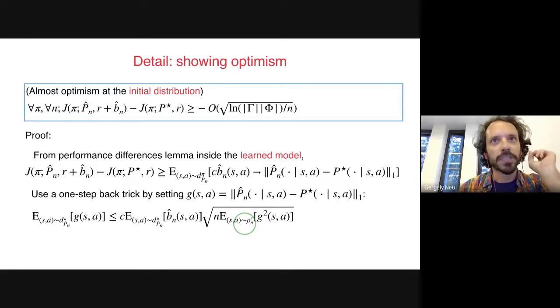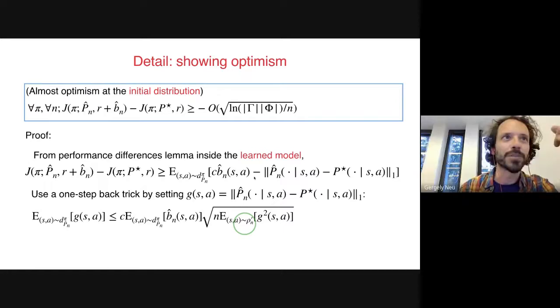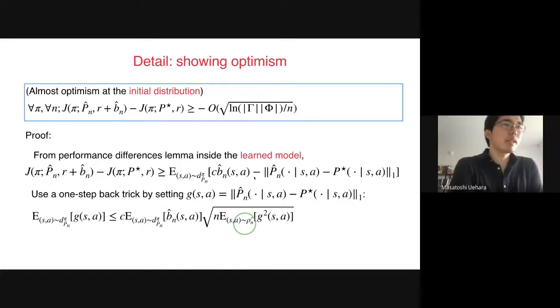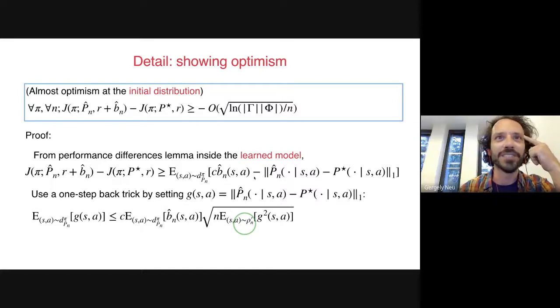Right. I guess this is what brings me to my second question, which is about this one step back trick, which I'm not sure I understand. I don't know where this comes from, or can you explain this a little bit? Is this some Cauchy-Schwarz, or multiplying and dividing and using Cauchy-Schwarz? I don't know. Can you maybe try to explain?